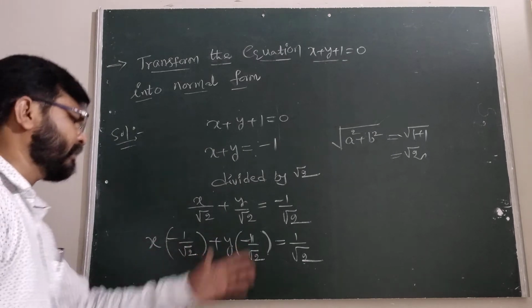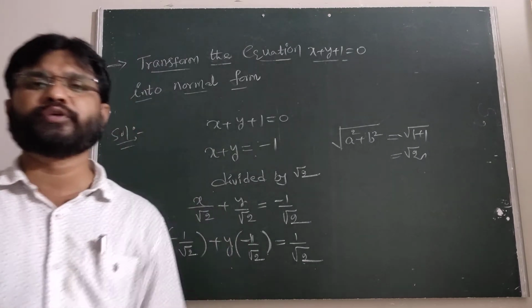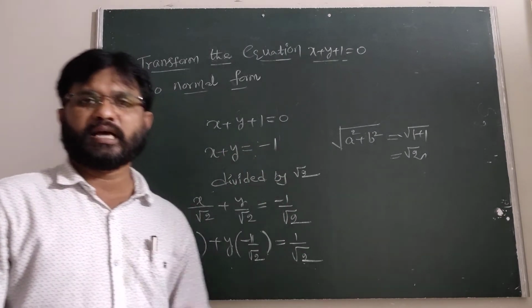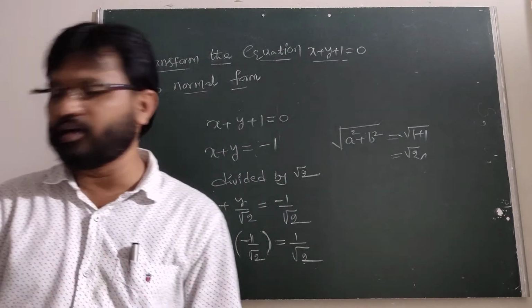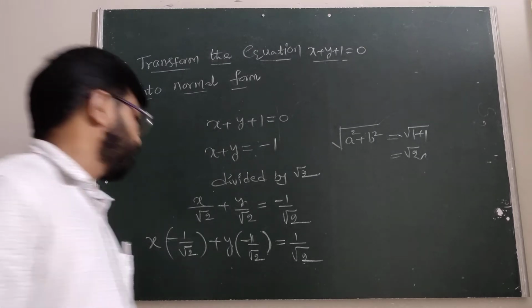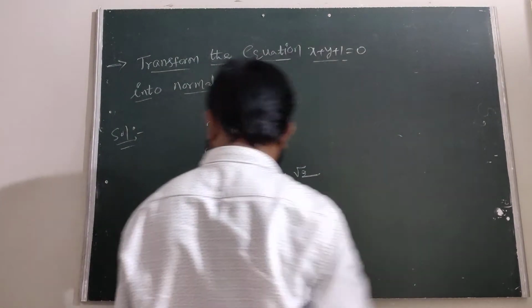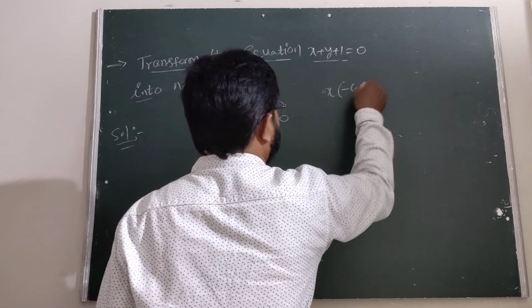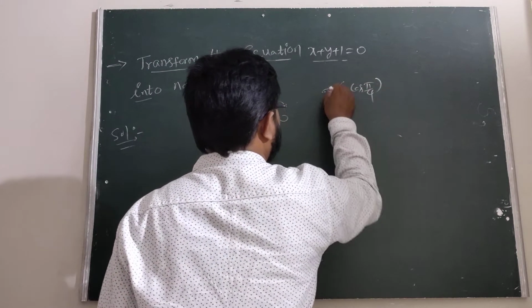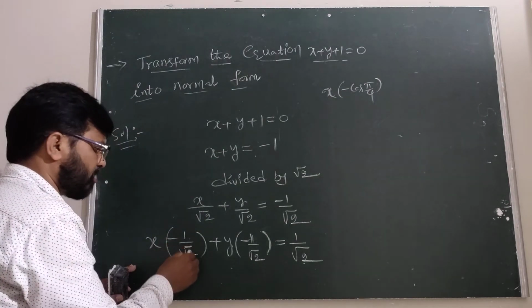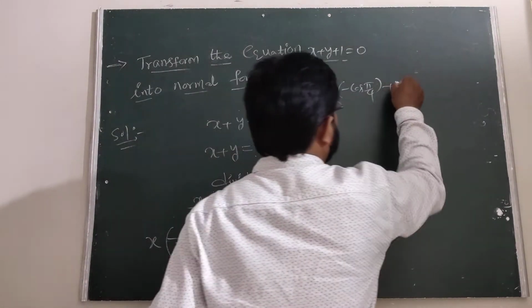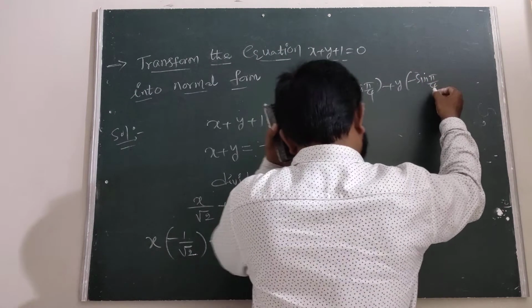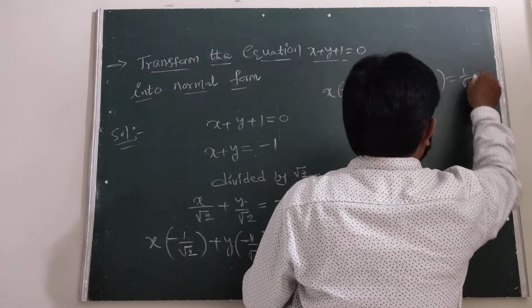We have to know the values of 1 by root 2 in cos and sin, because we have to compare with x cos alpha plus y sin alpha equal to p. Therefore, we can write the equation as x into minus cos of pi by 4 plus y into minus sin of pi by 4 equal to 1 by root 2.